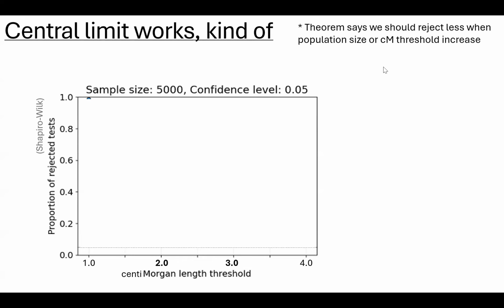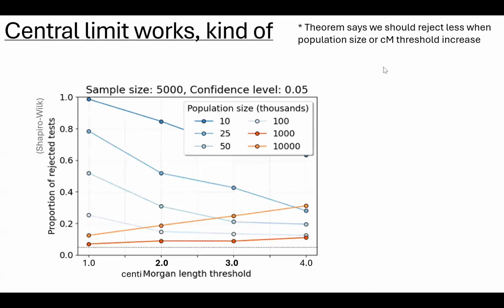The vertical axis is the proportion of these rejected hypothesis tests. The horizontal axis is the centimorgan length detection threshold from 1 up to 4. For this, I've fixed the sample size at 5,000 with the confidence level of 0.05. The line plots here, the colored line plots, are showing increases in population size. So from the darker blue to the lighter blues, I'm increasing the population size.